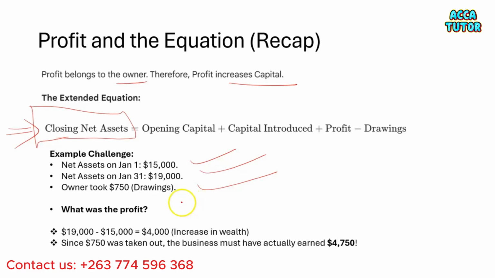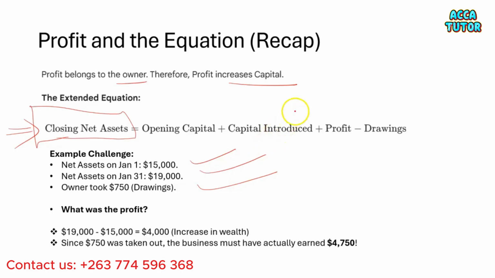All right. So if we were having net assets of 15,000 at the start of the year and 19,000 at the close, we can safely say we have got a 4,000 increase in net assets, or increase in wealth. So if we are then told that the owner has taken out something, it means that we have to add that amount which was taken out for us to arrive at the profit of the business.